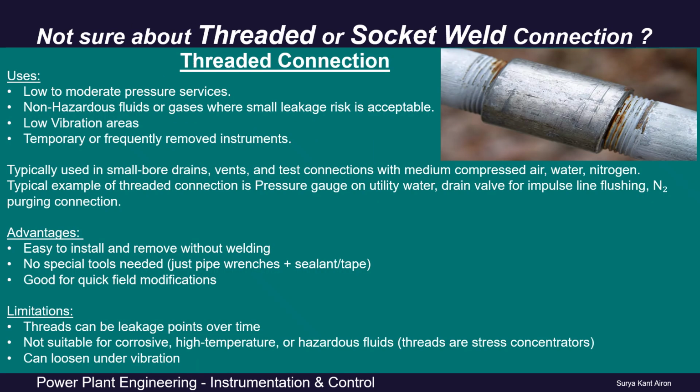Next, the question in mind could be where to use a threaded connection and where to use a socket weld connection. So friends, both threaded and socket weld connections are common for small bore piping, generally less than 2-inch NB, in instrument and process piping work, but their selection depends mainly on process pressure rating, leakage tightness, and ease of maintenance, and also on vibration.